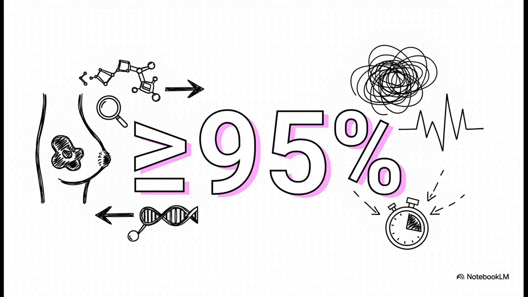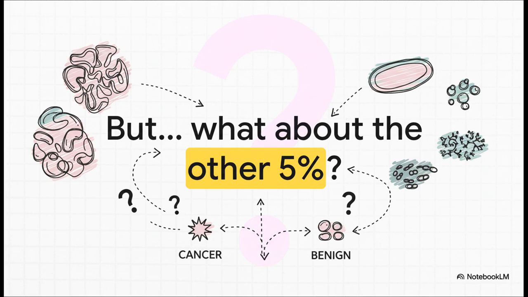A BI-RADS 5 classification means the radiologist estimates there's a 95% or even greater chance that what they're seeing is cancer. And it's that incredibly high number that of course triggers immediate action and, let's be honest, a whole lot of anxiety. But, and this is where it gets really interesting, notice that phrase, 95% or greater. It's not 100%. So that begs the question, right? What on earth is going on in that other 5%? If it's not cancer, what else could possibly look so convincing on an image? This is where our story gets a little more complex and, frankly, pretty fascinating.